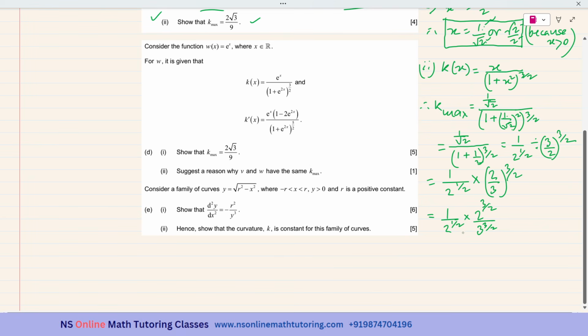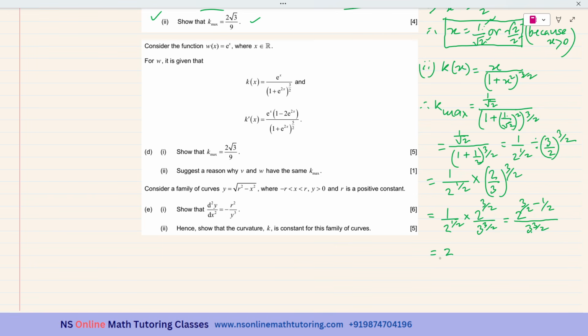So 2 to the power of 3 over 2 divided by 2 to the power of half is 2 to the power of 3 over 2 minus half over 3 to the power of 3 over 2. Okay. So this is equal to 3 over 2 minus half is 1. So this is 2 to the power of 1 or simply 2. And what is this? This is, if I express this in radical form, it is the square root of 3 cube.